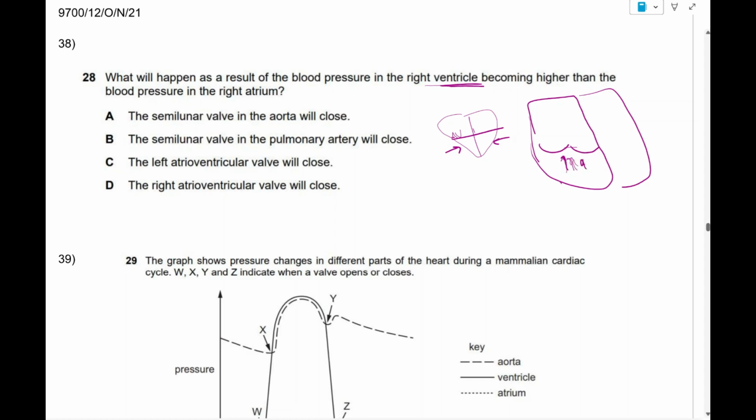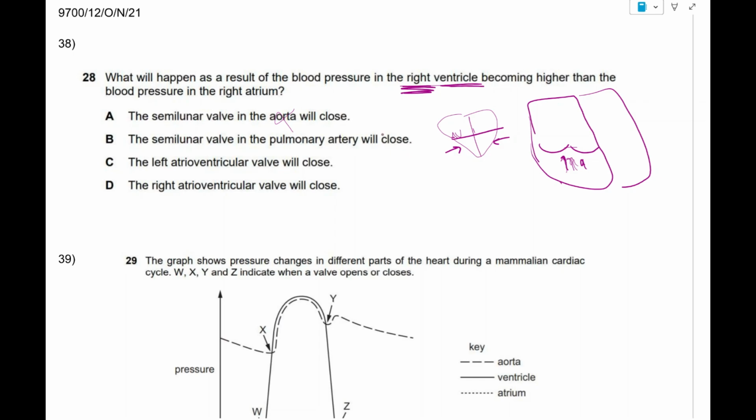Now, let's see the suggestions that we have here. A. The semilunar valve in the aorta will close. Now, this is incorrect because here we're talking about the right ventricle. As we all know, the right ventricle leads out to the pulmonary artery. Therefore, it has nothing to do with the aorta, and this is incorrect. For B. The semilunar valve in the pulmonary artery will close.